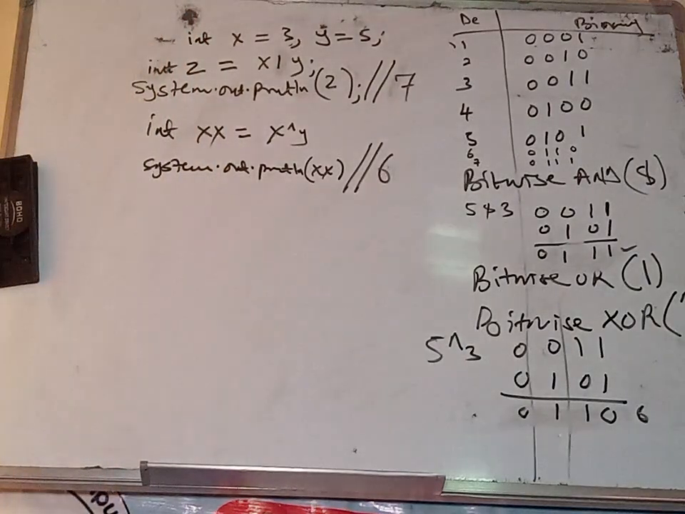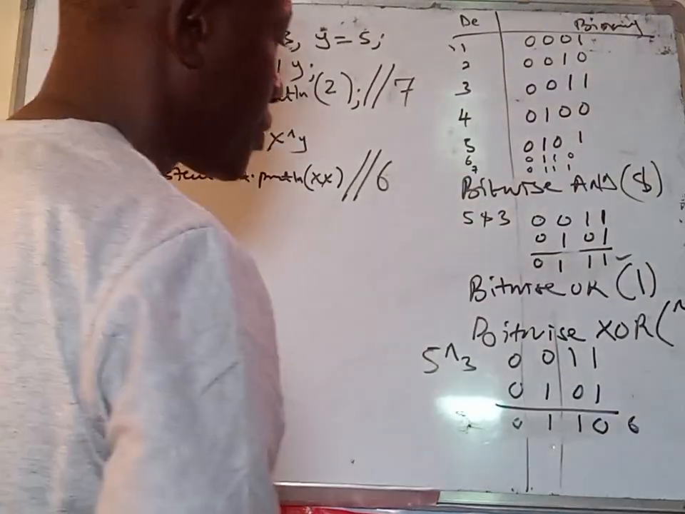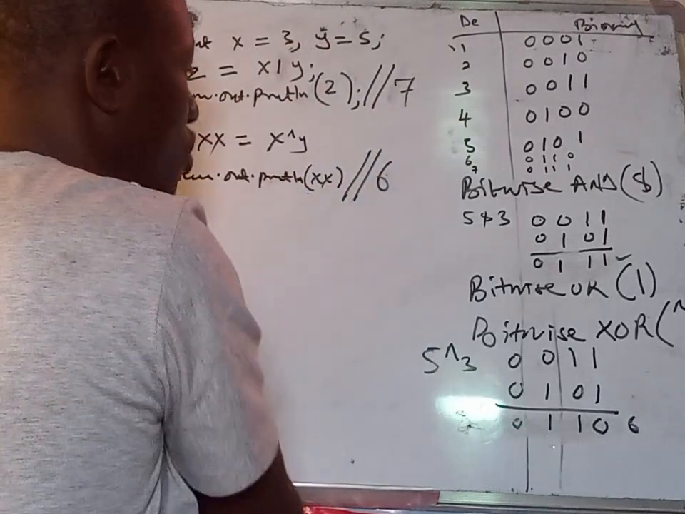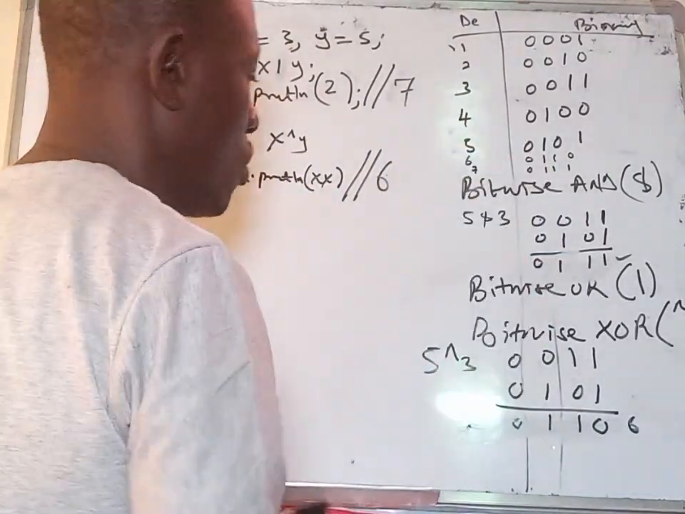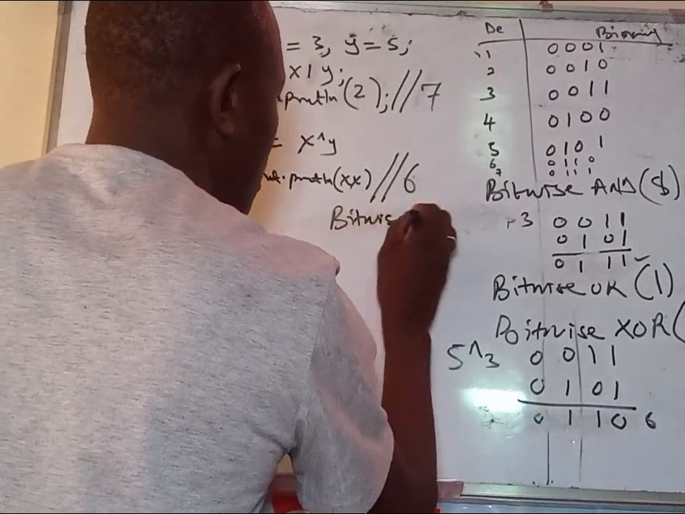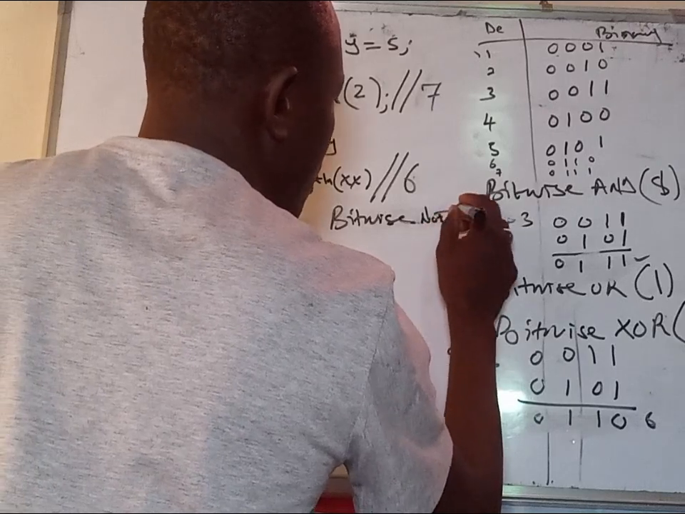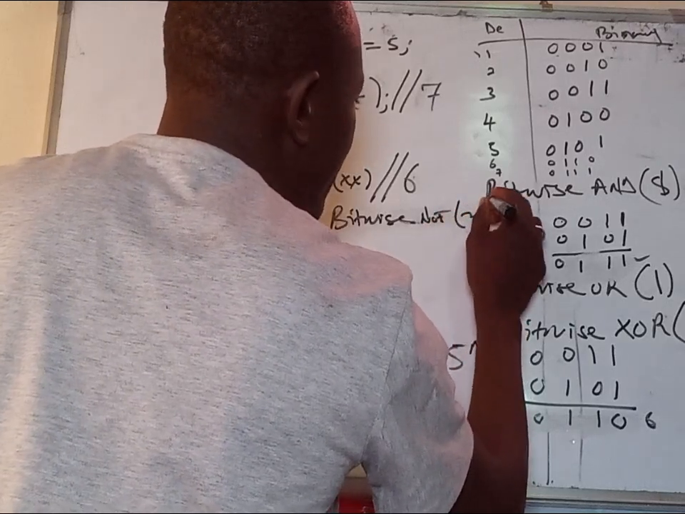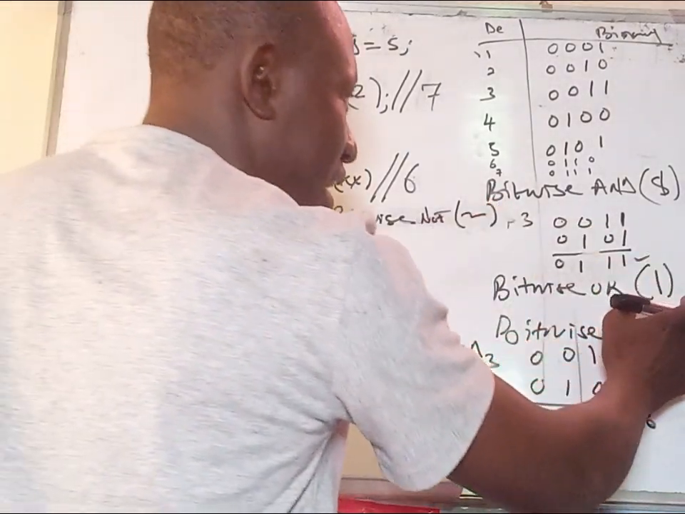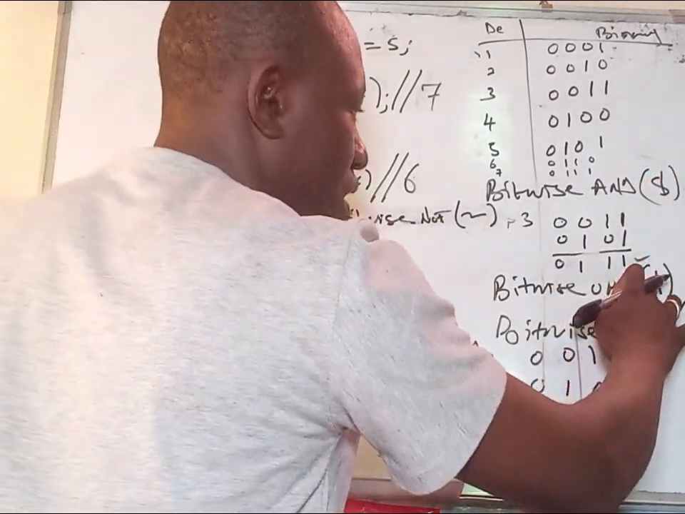The next is going to be bitwise NOT. If we go back to our system, we use that. The next is bitwise NOT, which is represented by a symbol called tilde. This symbol is called tilde. This one is the caret. This one is the ampersand. This one is the vertical bar.